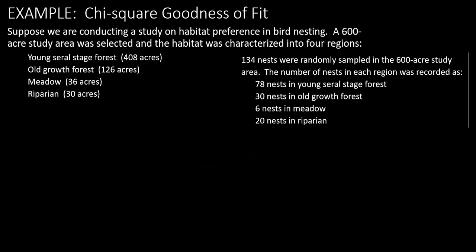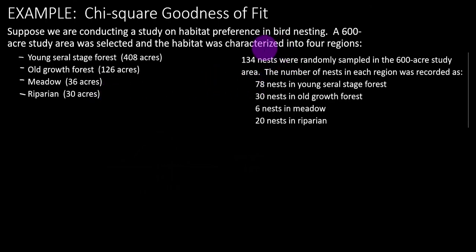To demonstrate this new hypothesis test, I would like to just go through an example. This is an example of the goodness of fit test that will utilize the chi-square distribution. Suppose we are conducting a study on habitat preference in bird nesting. A 600-acre study area was selected, and the habitat was characterized into 4 regions. So we've got young seral stage forest, old growth forest, meadow, and riparian. And the number of acres that each of those habitat types occupied in that study area are written there.